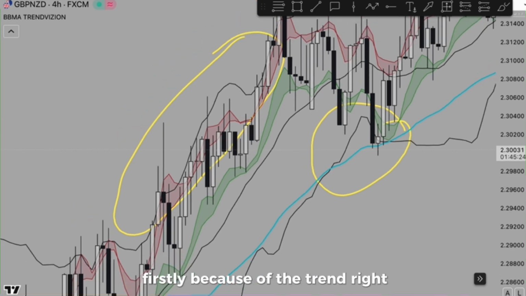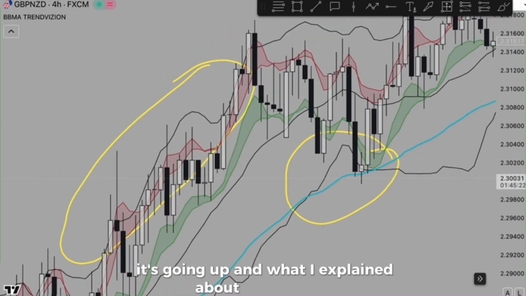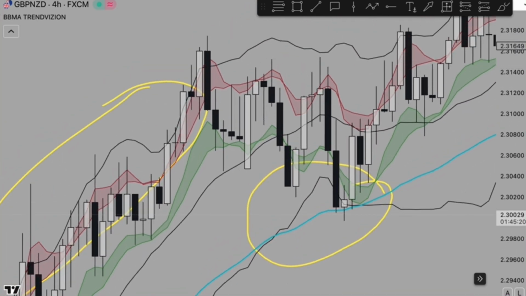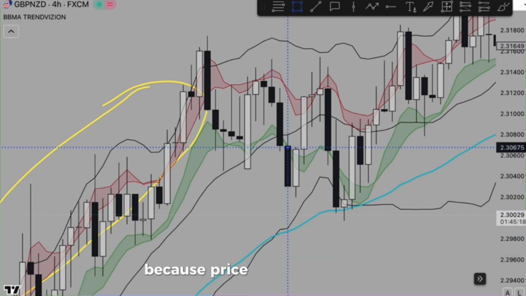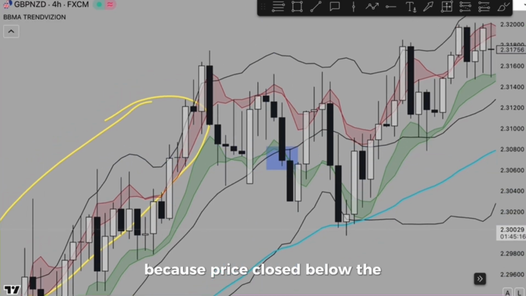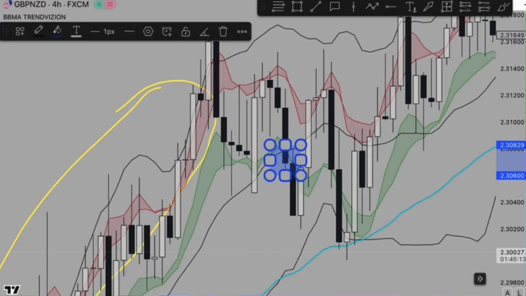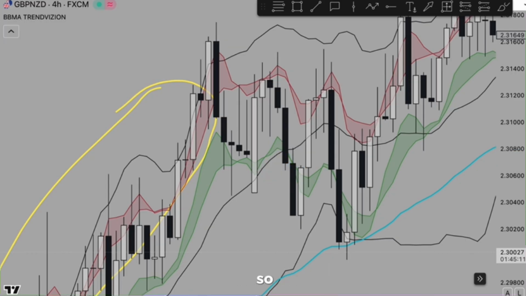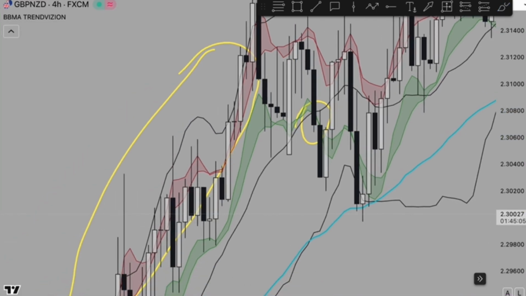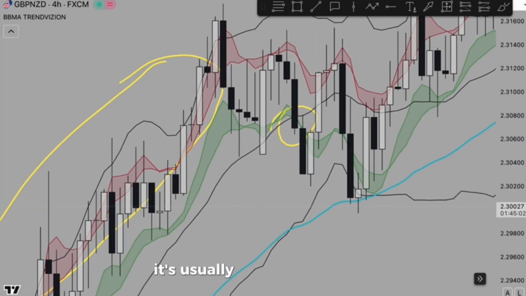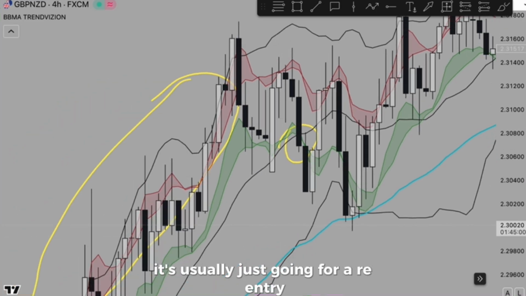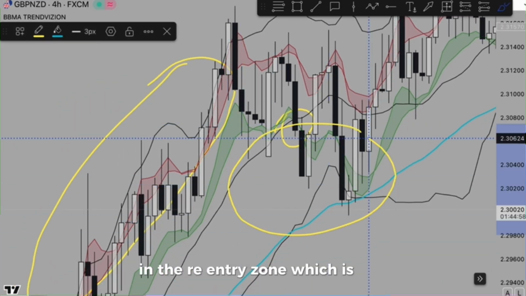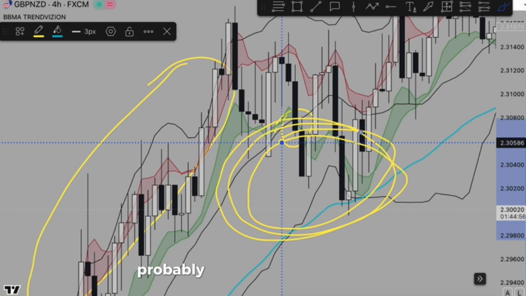Firstly, because of the trend, right? It's going up, and what I explained about the EMA 50. And secondly, because price closed below the mid Bollinger Band, CSAK sell. So that means that when price does a CSAK sell in an uptrend, it's usually just going for a re-entry in the re-entry zone, which is this area, probably because it reacted from here.